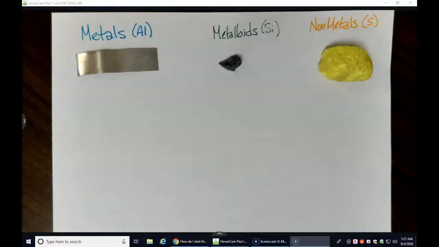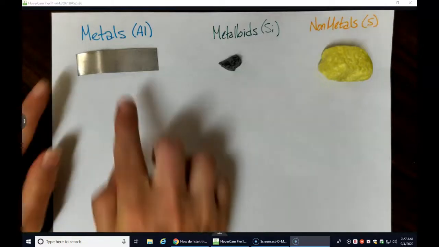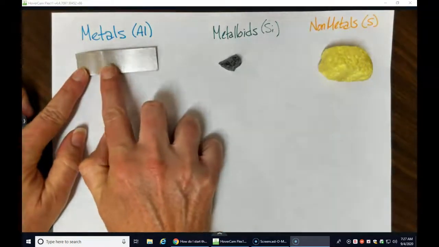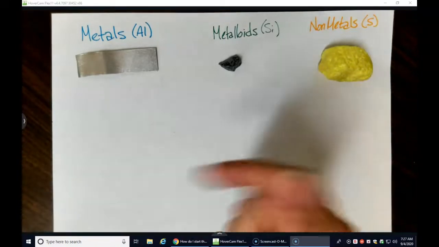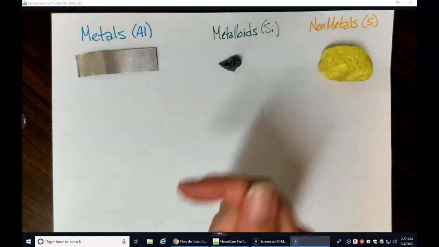Let's talk about the difference between metals, nonmetals, and metalloids. So for our first example, we have metals. This is a piece of aluminum. So let's talk about some of the properties of these metals. They are located to the left of the zigzag line on our periodic table.